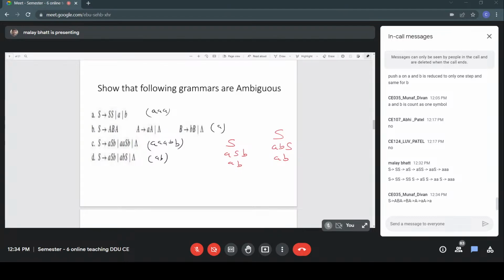Okay, so one option we have got. We are replacing A with null. Okay, so it is BA, then we'll remove B. We'll get A, and for that A, we have small a, capital A, and A. That is one leftmost derivation. Now, the second one.